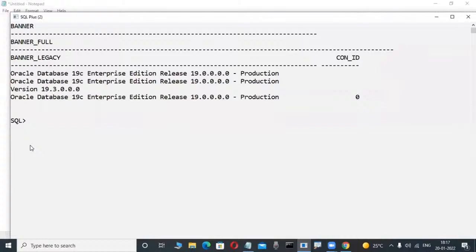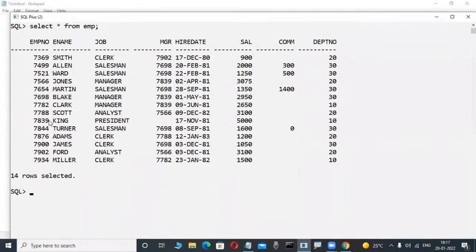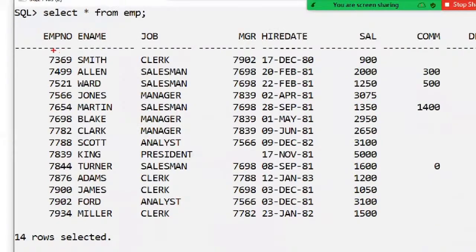Check it out, observe it here. In my Oracle database, this is a table. Here, in this database, a structured collection of data is there, or not? Yes, in an organized fashion only, they are storing the data.